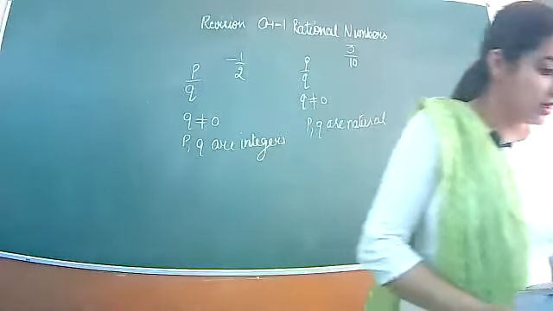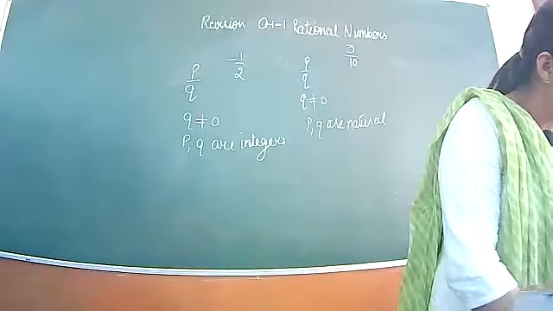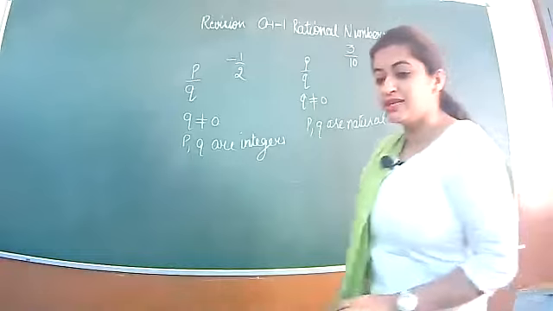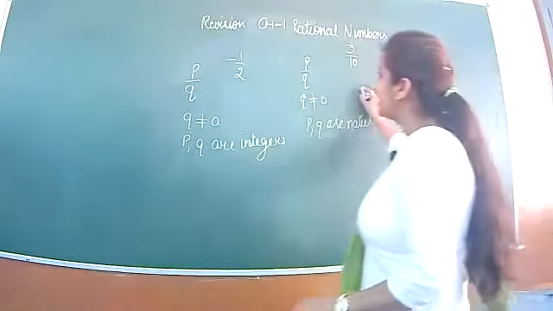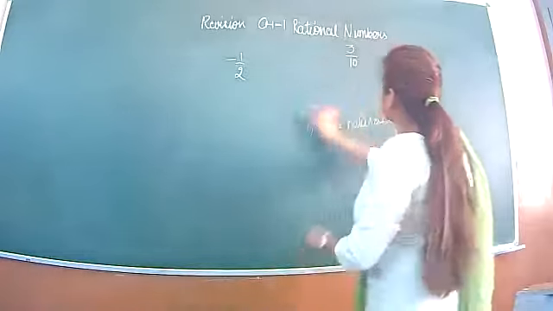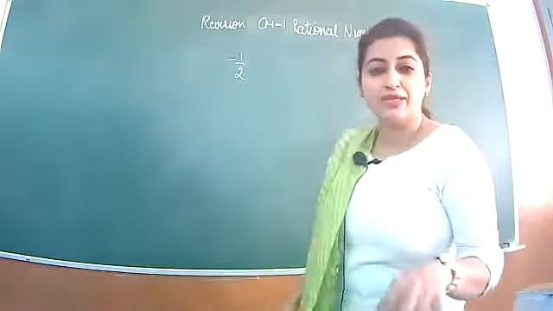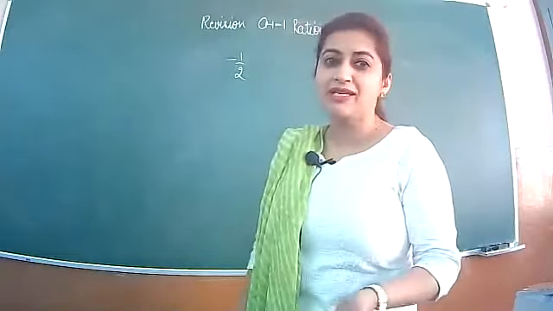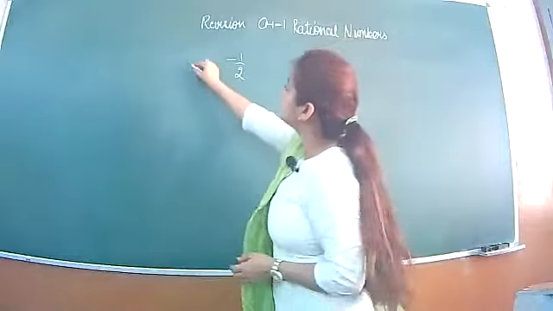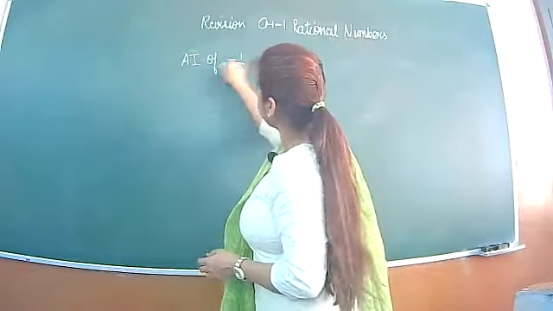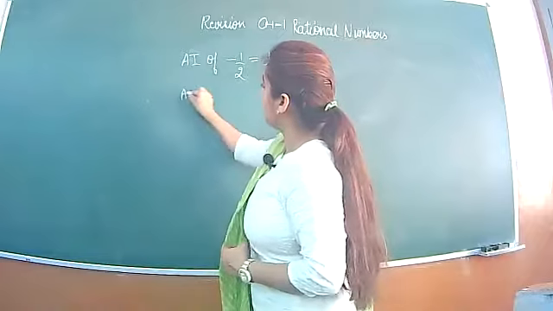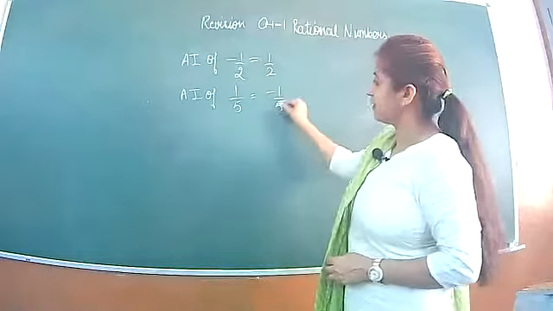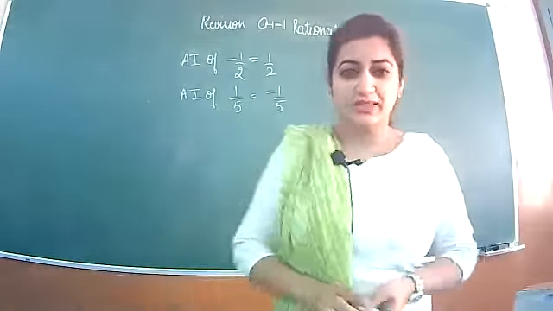Now, what do you mean by additive inverse? As it is clear from the name, additive inverse means reverse of addition. Reverse of add, that is minus. So this is negative, what will its additive inverse be? 1 by 2. Additive inverse of 1 by 2 will be minus 1 by 2. Have we discussed this yesterday also?